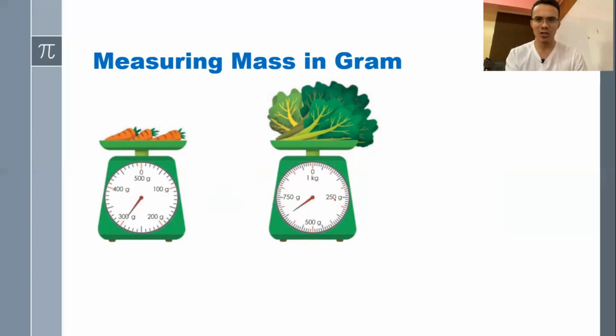My next question is, look at the weighing scale on the left. What is the greatest mass that can be measured using this weighing scale? The answer is 500 grams. Look at the weighing scale on the right. What is the greatest mass that can be measured using this weighing scale? The answer is 1 kilogram.